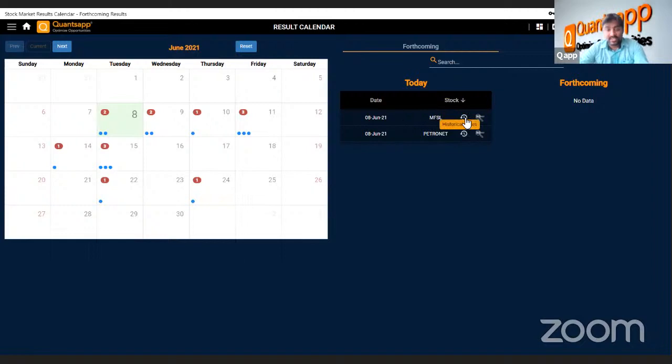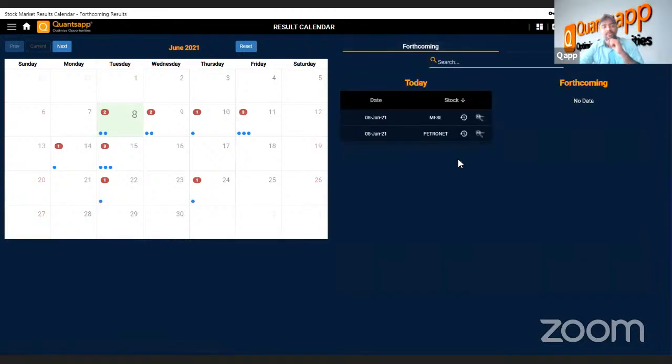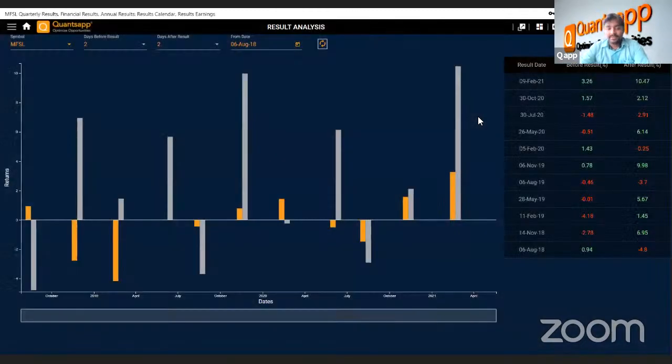Here in this column, we can check the historical dates also, like MFSL, which is probably going to give the result today. If you click on this, you will get dates going back to somewhere around 2018. You can get the quarter result dates on which the stock has historically given results. Now if you want to discuss this particular stock, let's go to the result analysis. I'll click on this, and we'll get the performance of this stock a few days before and a few days after the result.